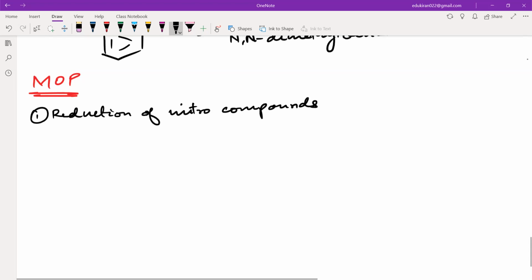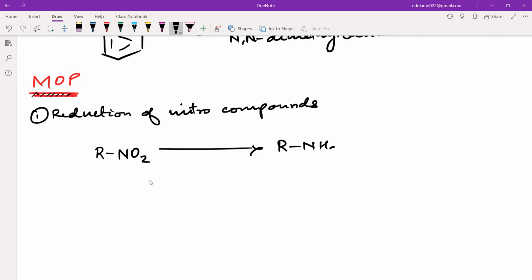ठीक है. अच्छा देखिए. These things are easy. Reduction of nitro compounds. एक बात बताइए अभी. What will be the product if I reduce the nitro compound? क्या product मिलेगा हमको? Amine. Very good. है ना? So you have RNO2. ये आपको नाम से पता चल रहा है. Then you have something here and you will get RNH2. Is that right?